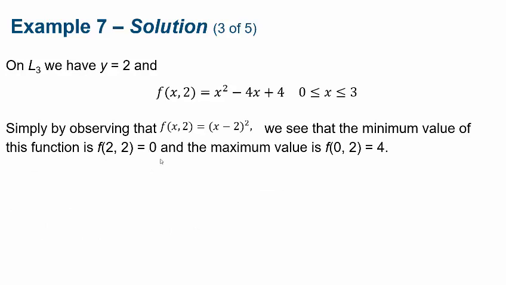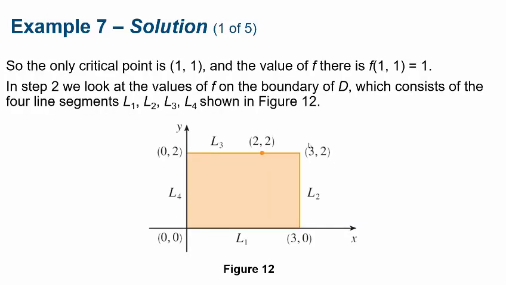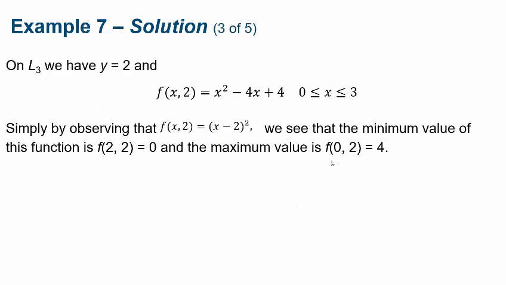On L3, we notice going back, y is constant, equal to 2. So we plug that into our function, and we get x squared minus 4x plus 4. Just observe that that's simply (x minus 2) squared. We see that the minimum value of the function is f of (2, 2), which is 0, and the maximum is f of (0, 2), which is 4.